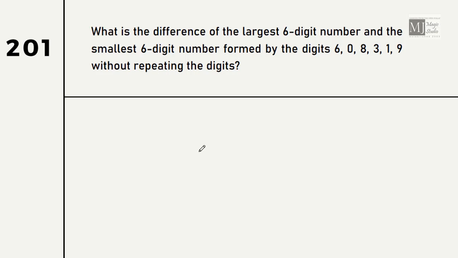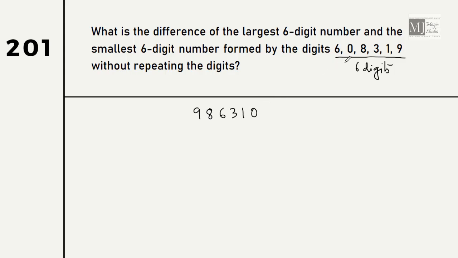What is the difference of the largest 6-digit number and the smallest 6-digit number formed with the digits 6, 0, 8, 3, 1, 9? We have been given 6 digits. The largest 6-digit number we can form should start with 9 and it should be 9, 8, 6, 3, 1, 0. In descending order, if we write the digits, it should be the largest 6-digit number.